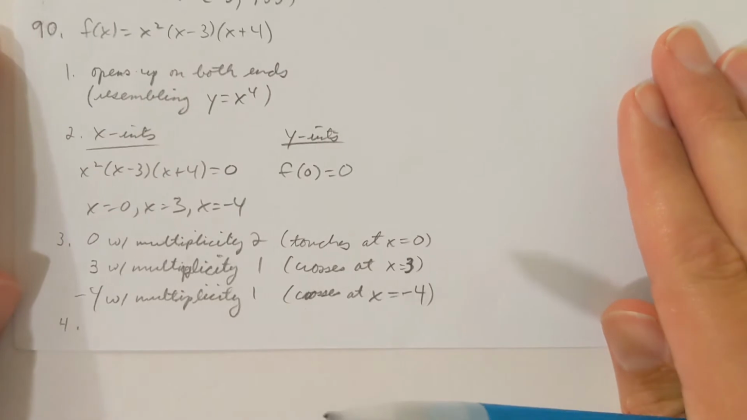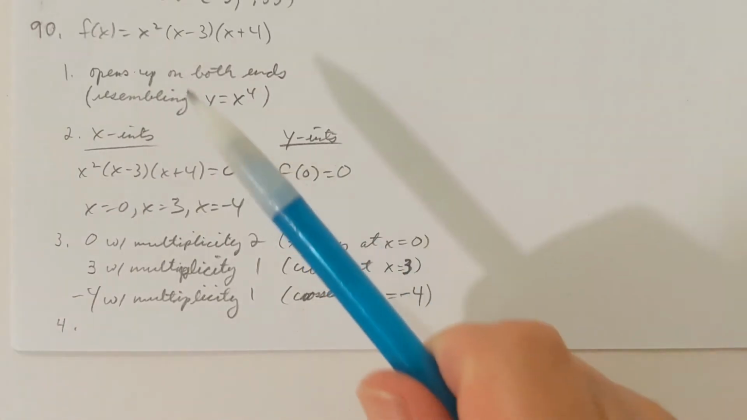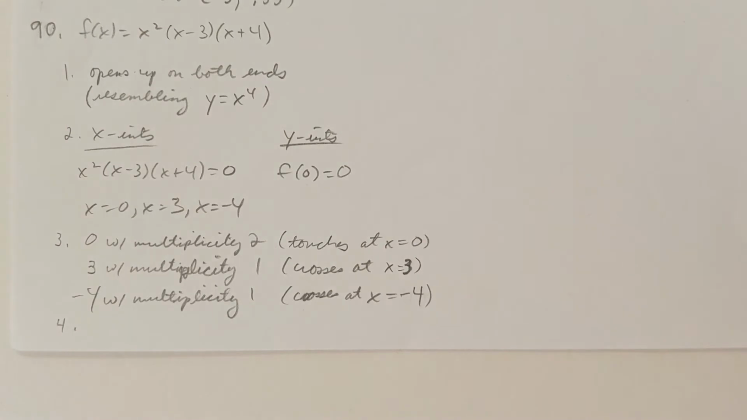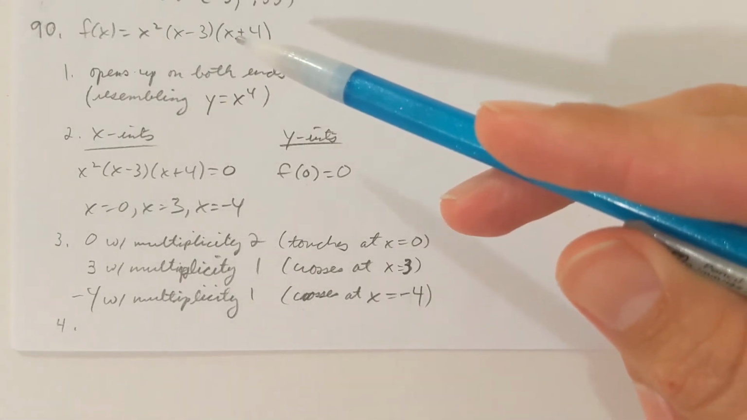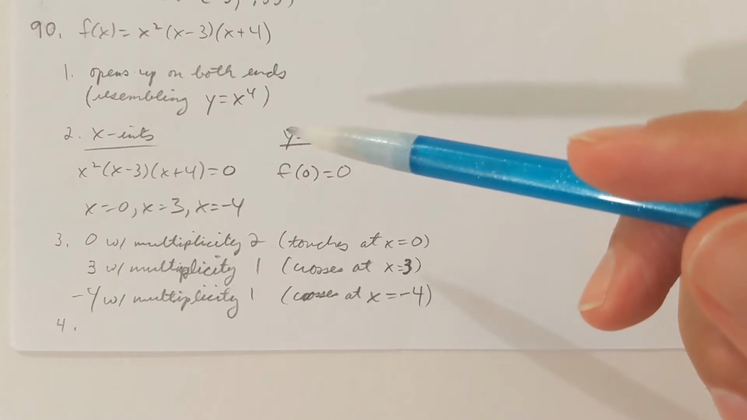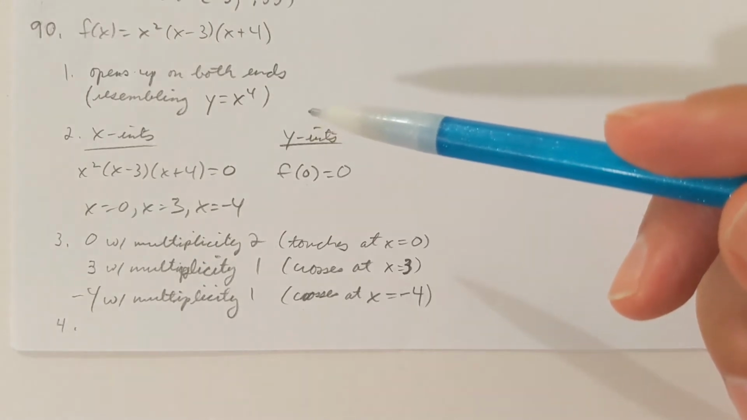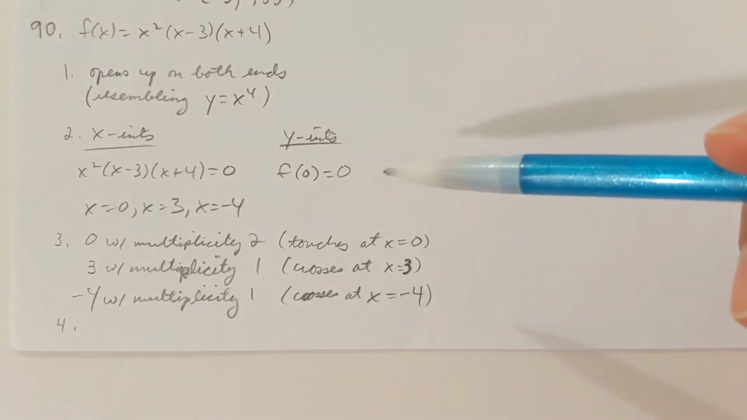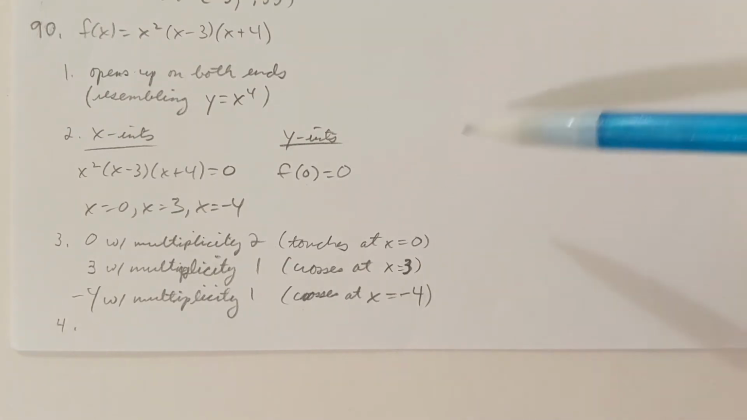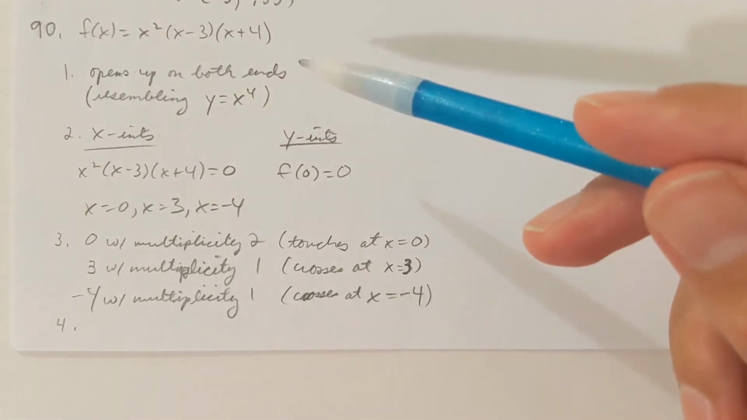Okay, so step 1, here it is. Here's the function that we're given. Step 1 is to determine the end behavior of the graph. Okay, so I've got x squared times x squared. That's going to give me x to the 4th. I've got a 1 in front of x to the 4th. So I know that with that even degree and a 1 being there, the graph is going to open up on both ends.